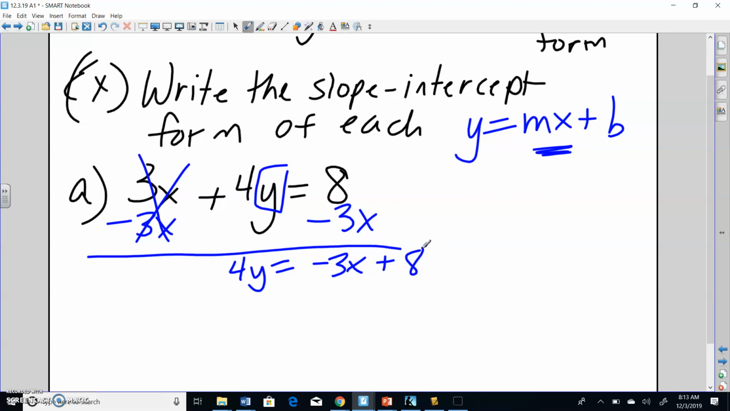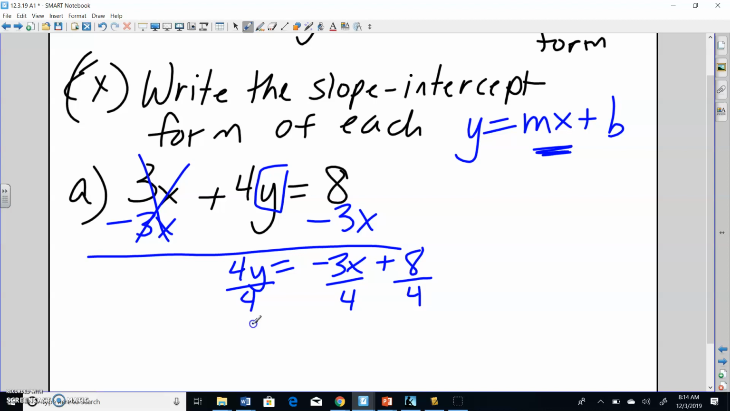And now we're ready to get rid of the 4 because we want it to be 1y, and when we want it to be 1, that's when we do our division. So we're going to divide everything by 4, both sides by 4, but because on the right we have 2 terms, we're going to divide each term by 4. Like that. I don't want decimals. I want you to leave it in fraction form because when we graph, it's easier to graph 4 over 5 than it is 0.8.